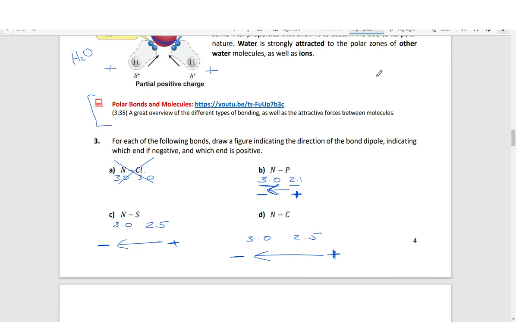That seems like a good place to stop this. We'll come back and finish chapter 12.